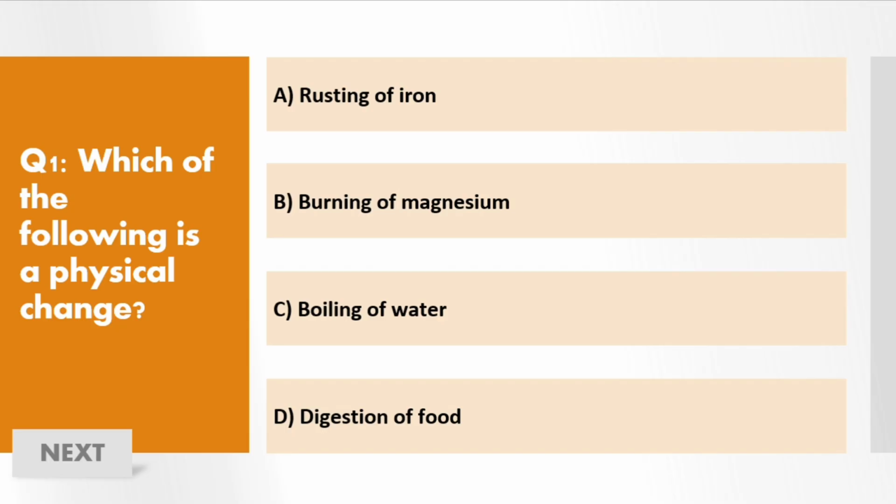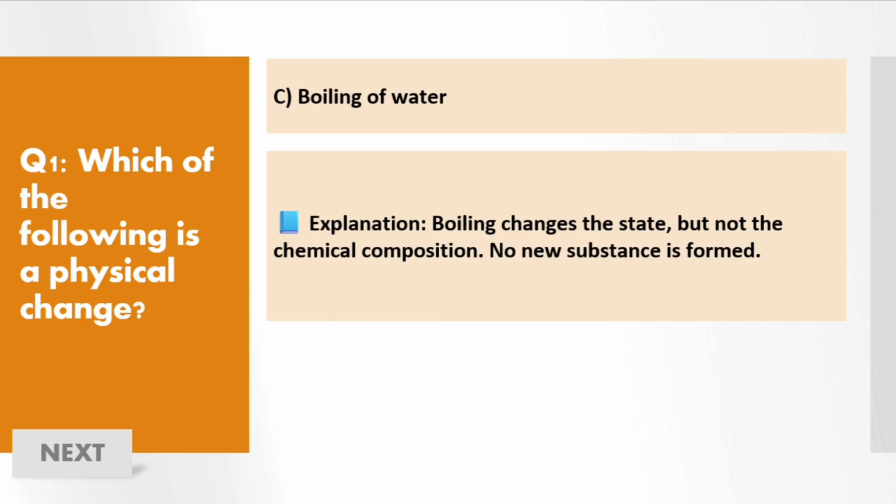Let's jump into the first question. Q1. Which of the following is a physical change? A. Rusting of iron. B. Burning of magnesium. C. Boiling of water. D. Digestion of food. Correct answer: C. Boiling of water. Explanation: Boiling changes the state but not the chemical composition. No new substance is formed.